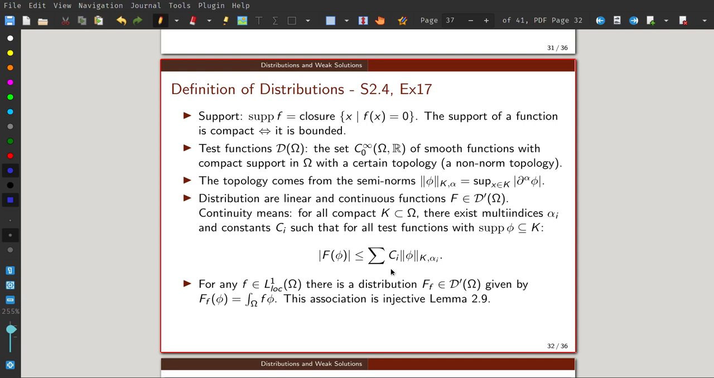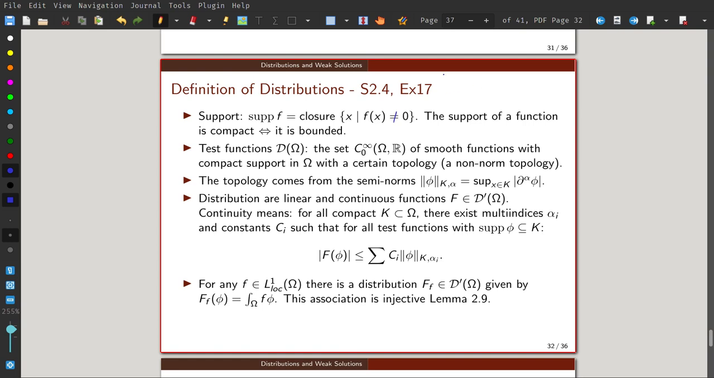So the definition is all in section 2.4. For a function, we have what's called its support. So you take all the places, all the points where this function is 0, and you take the closure of those points. Actually, that is the reverse of the definition. Good work for spotting that. You take all the points where the function is not 0, and then you take the closure of that set.